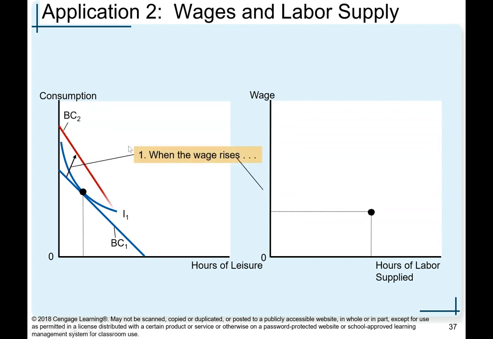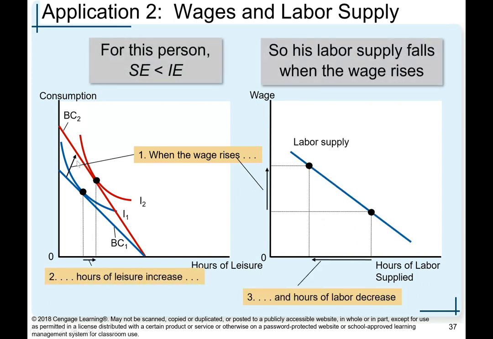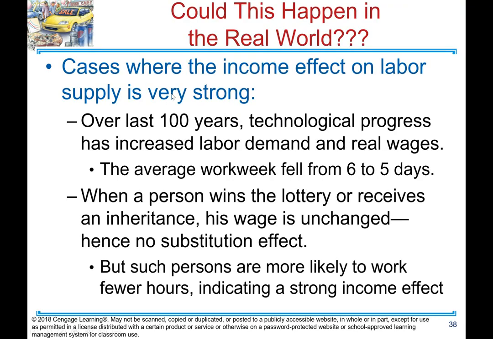If, however, we start with this equilibrium, when the wage rate rises, and therefore the budget constraint is shifted out, not tilted out, hours of leisure increase, and hours of labor will decrease. At this point, for this particular person, substitution effect is less than the income effect. So his labor supply falls when the wages rise. Could this happen in the real world?